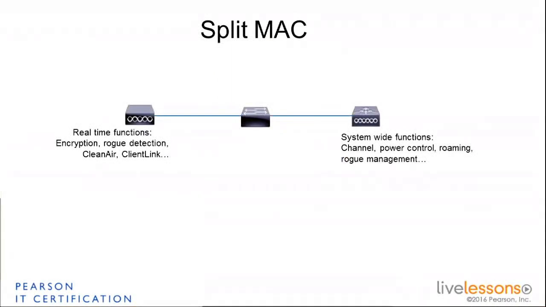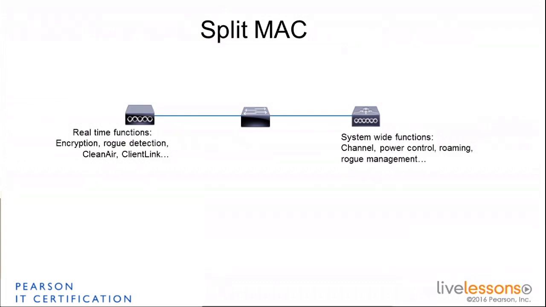In any case, if you use controllers, you're going to use a mode that we call split MAC. That mode allows you to split the 802.11 MAC function between the access point on one side and the controller on the other side, where basically you're going to let the access point do whatever is real time for 802.11, such as encryption, rogue detection, and some other functions. And then whatever needs to be centralized or requires more intelligence is going to be taken out of the access point and brought to that central point that the controller is going to be.